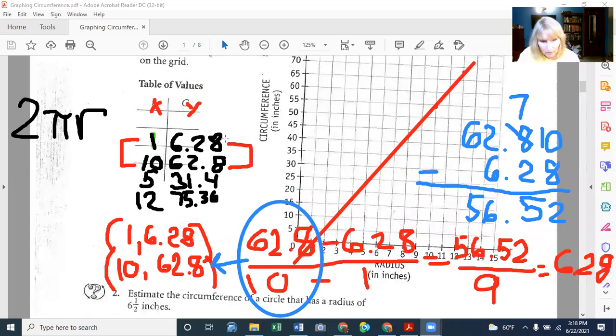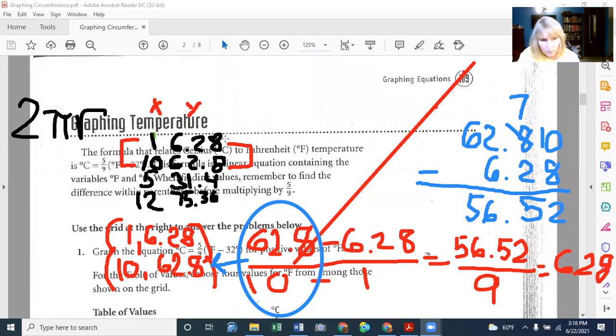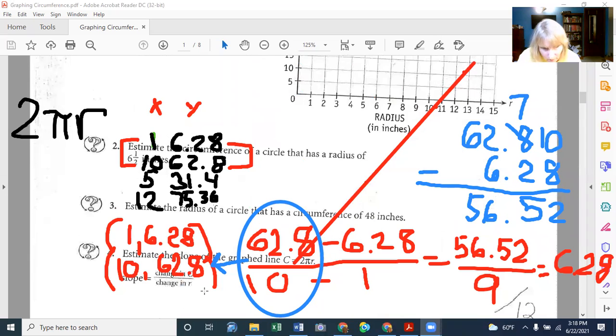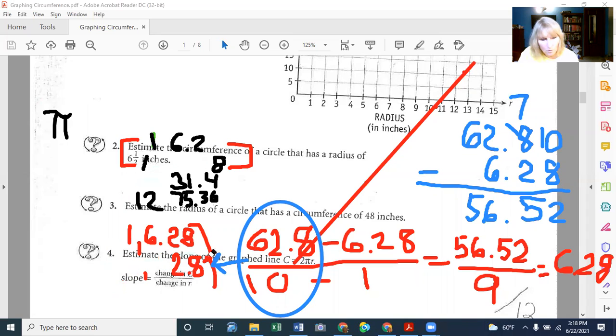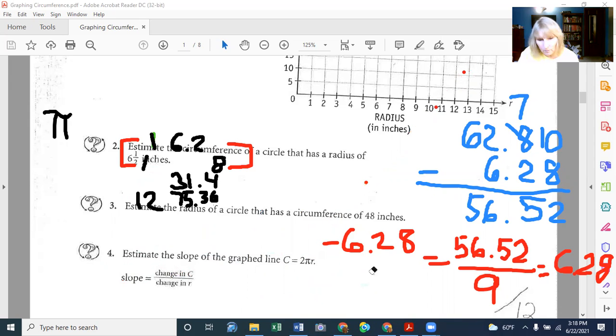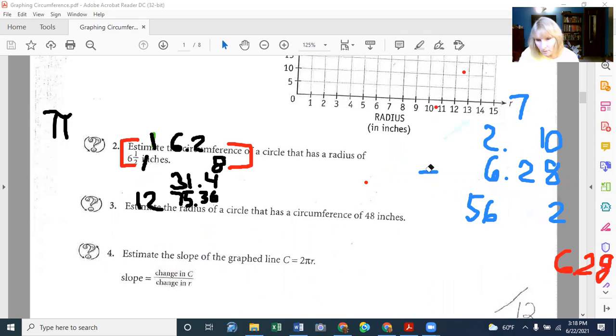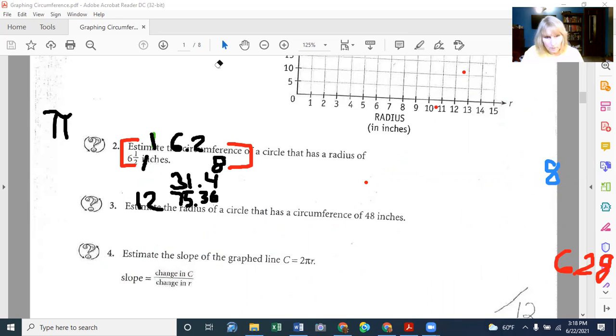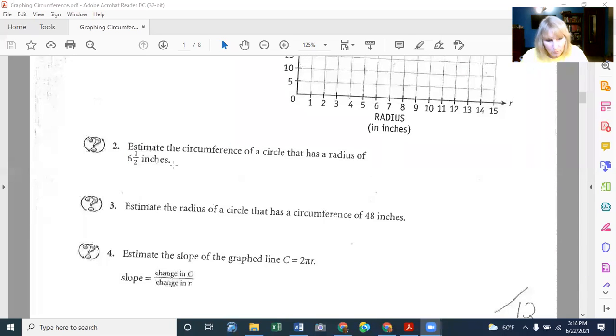So if I go back, look at number 4. Where'd it go? There's number 4. Estimate the slope. Okay, so we can erase all of this now and just write the slope, which we decided was 6.28 about. So let's get rid of all of this except for the 6.28. So that is the answer, 6.28. That's the approximate slope of the line that we drew. Okay, so that's how you do this problem.